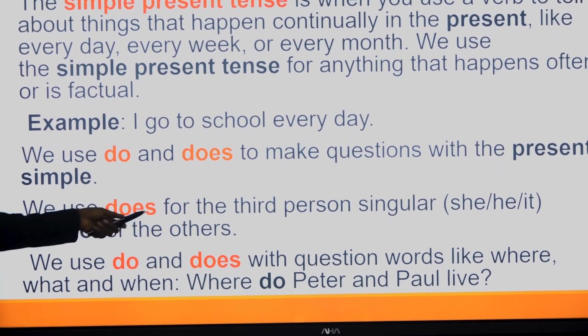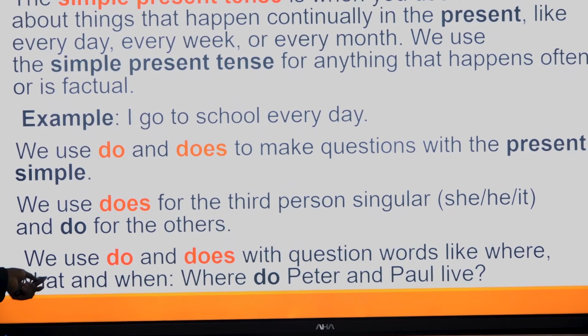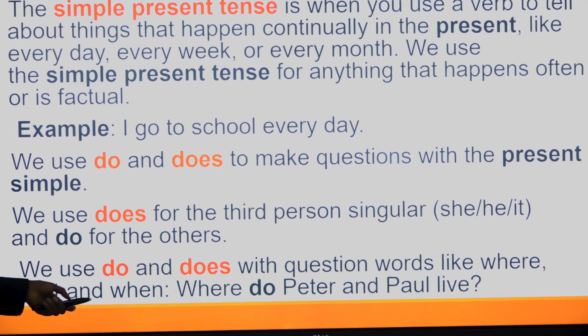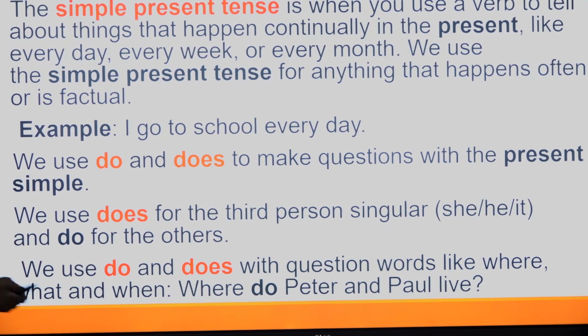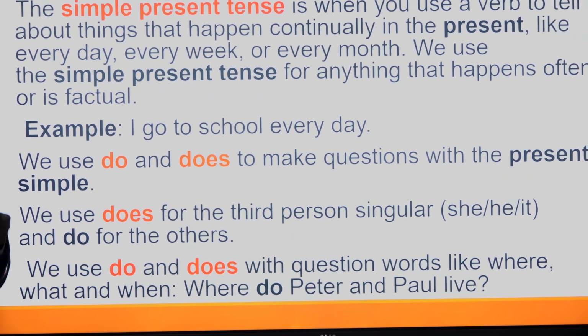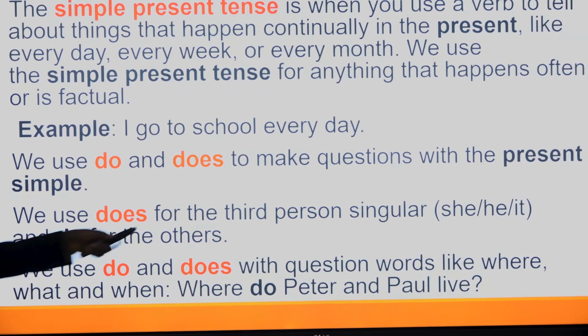We use do and does with question words like where, what, when. For example, where do Peter and Paul live? Peter and Paul is more than one. It's plural. That's why we use do. If it's one person, we use does.